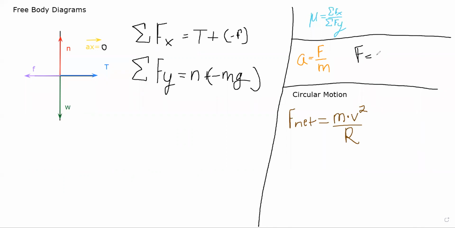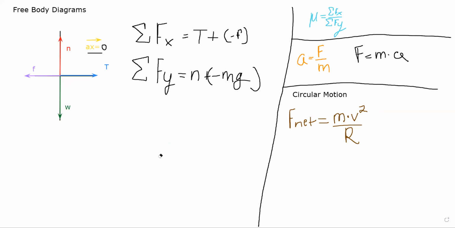F equals mass times acceleration that we learned in the last video. If you want to find the horizontal acceleration, to the right or left, you would do the net force in the x direction over the mass of the object in order to find its acceleration. That'll be important in certain problems.